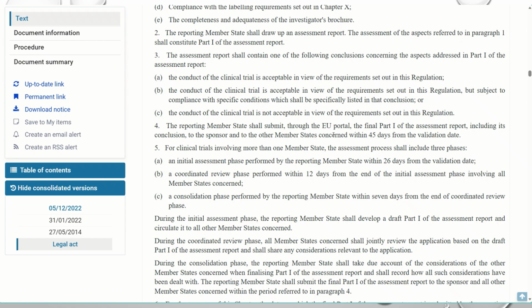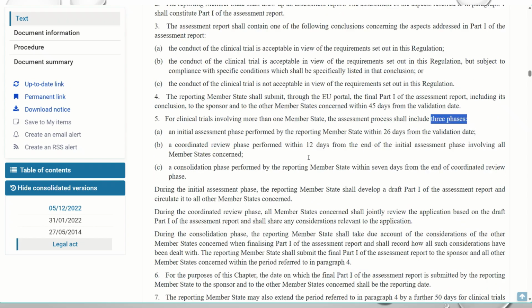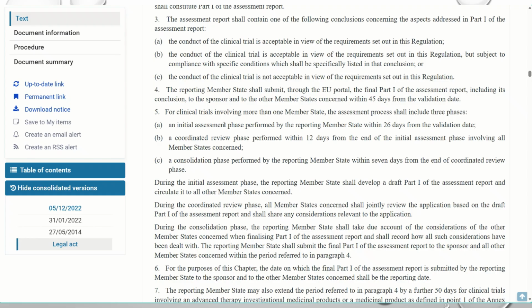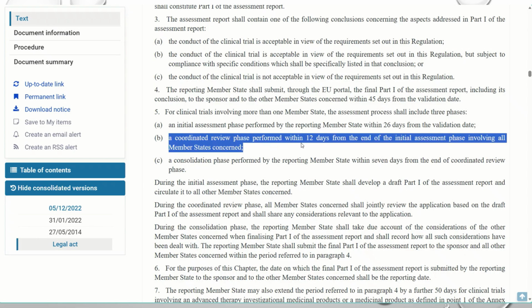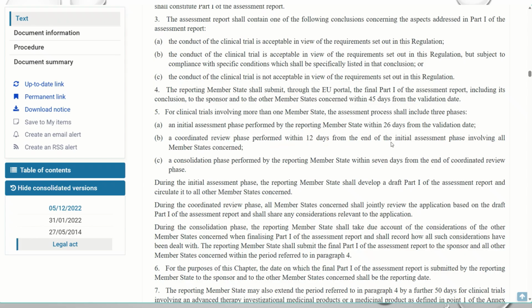And it's divided into 3 phases. The first phase is the initial draft assessment report, and that takes 26 days from the validation date. And then you've got this 12 plus 7 days. The 12 days is the coordinated review, from the end of the initial assessment phase. This pattern of 12 days plus 7 days is part of the way the clinical trial regulation guides all of the member states concerned to be involved with all of the assessments, because we want it to be a harmonized process. So this coordinated review phase is done within 12 days.